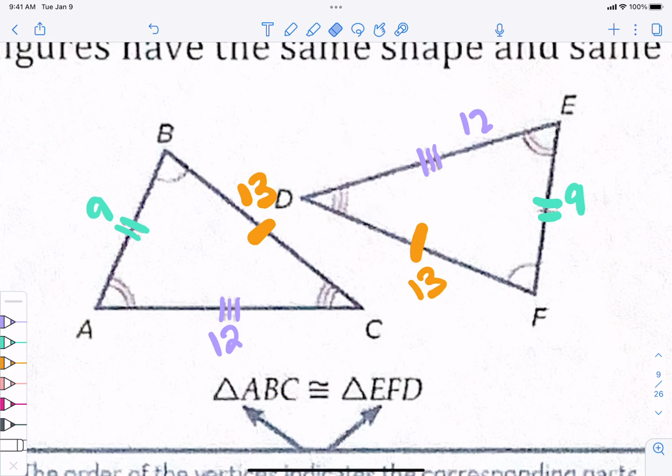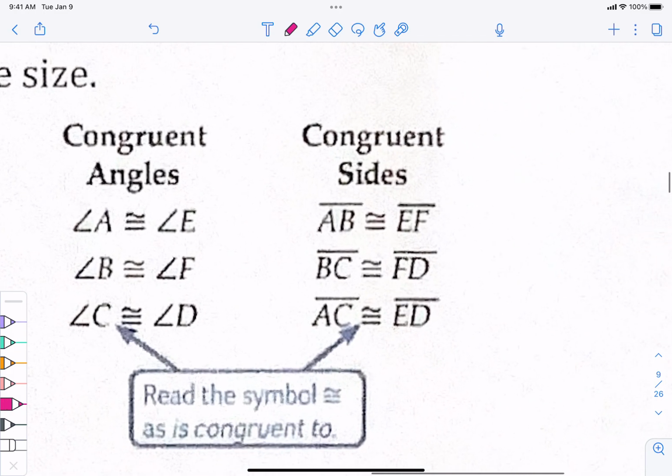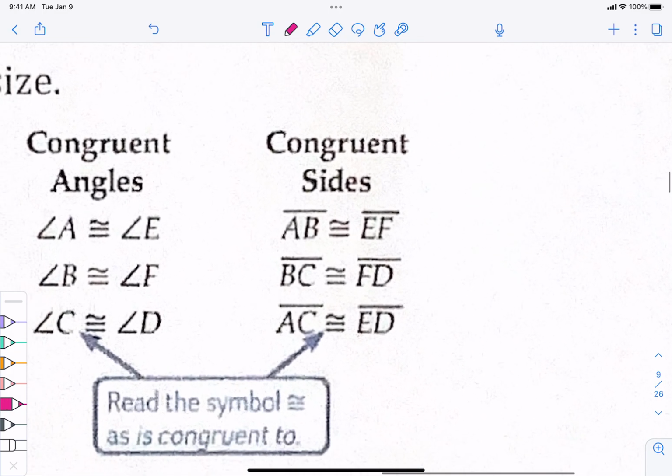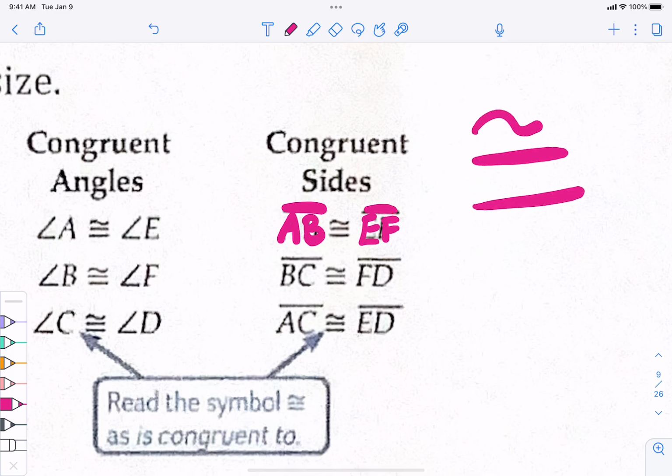Clear as mud? Okay. Then let's talk about the angles. Oh, wait. So let's go over here. They have congruent sides. They have AB, named with a length over top of it, and EF, and then they have this symbol in the middle right here. And this symbol, I'll blow it up for you, is an equal sign with a little squiggle over top of it. Do you know what this is called?